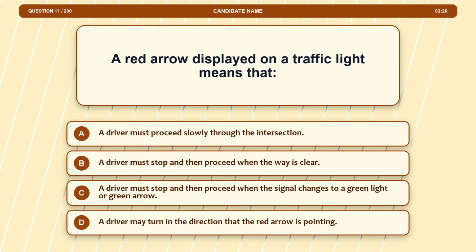Question 11. A red arrow displayed on a traffic light means that: option A, a driver must proceed slowly through the intersection. Option B, a driver must stop and then proceed when the way is clear. Option C, a driver must stop and then proceed when the signal changes to a green light or green arrow. Option D, a driver may turn in the direction that the red arrow is pointing.